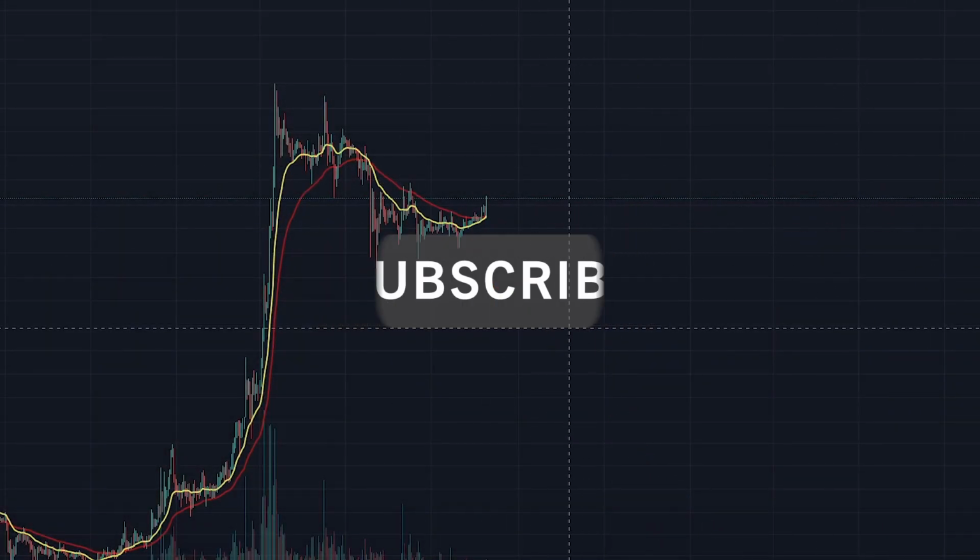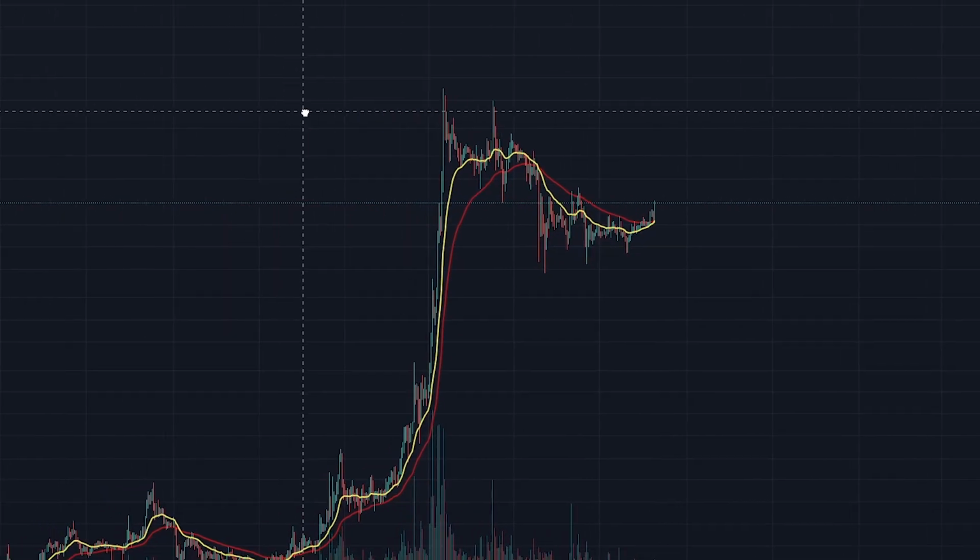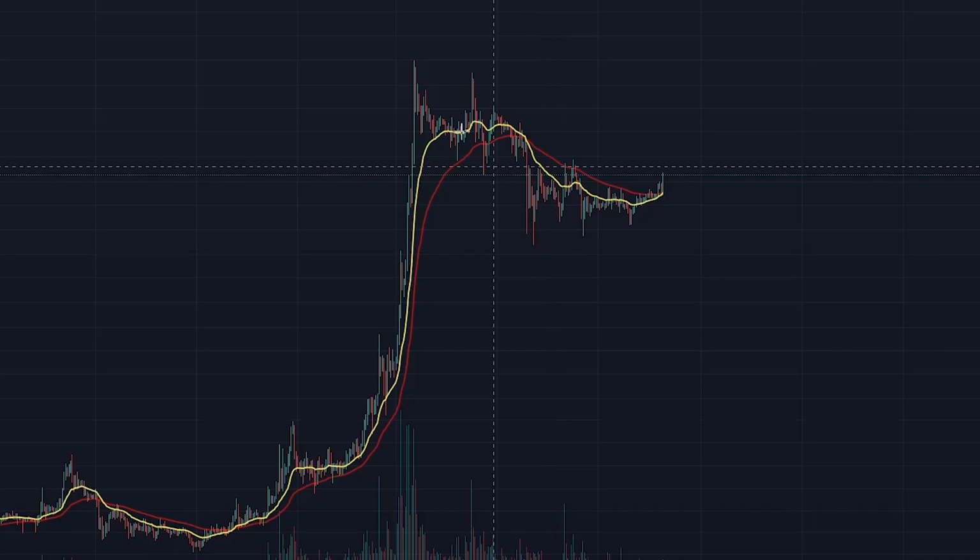Just going to dive into CHILIZ. The ticker is CHZ versus USDT. I'm going to be going quick because I'm trying to roll loads of updates out today. So basically, we've had a double top here, a descending triangle. We've carried out a correction.